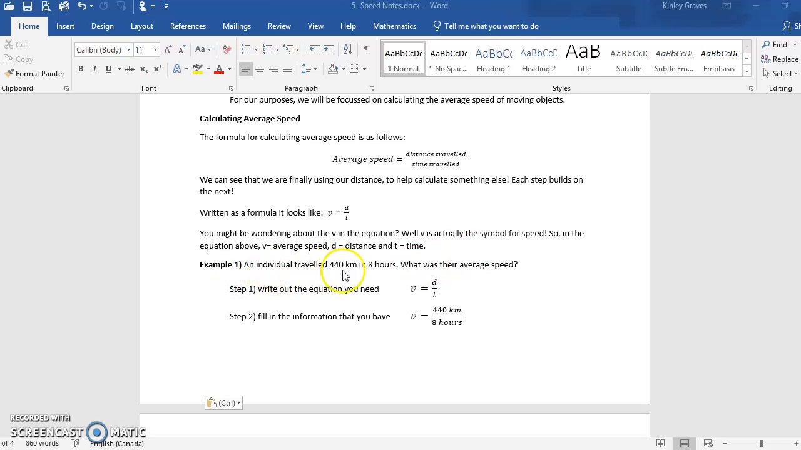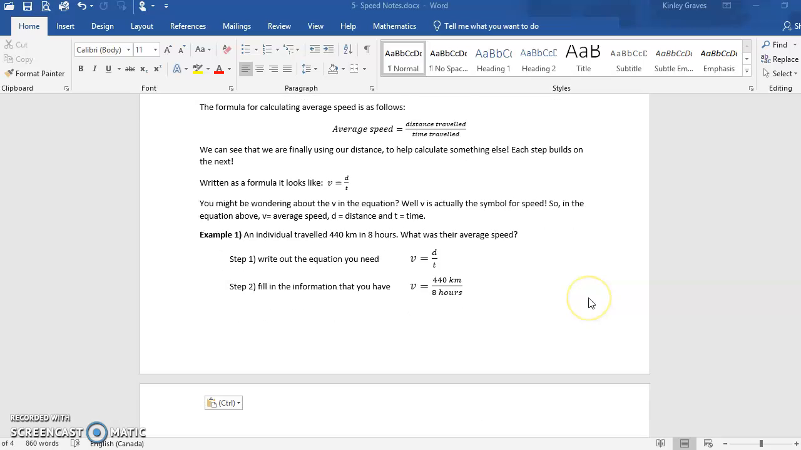It says an individual traveled 440 kilometers in 8 hours. What was their average speed? Step 1 is write out the equation you need. Always make sure that you're writing out the equations when we're doing our different calculations. It'll be worth marks, and it's really important so that you don't get confused about what you should be working with. As soon as you see that you're calculating average speed, you write down, okay, I need V equals D divided by T as my equation.